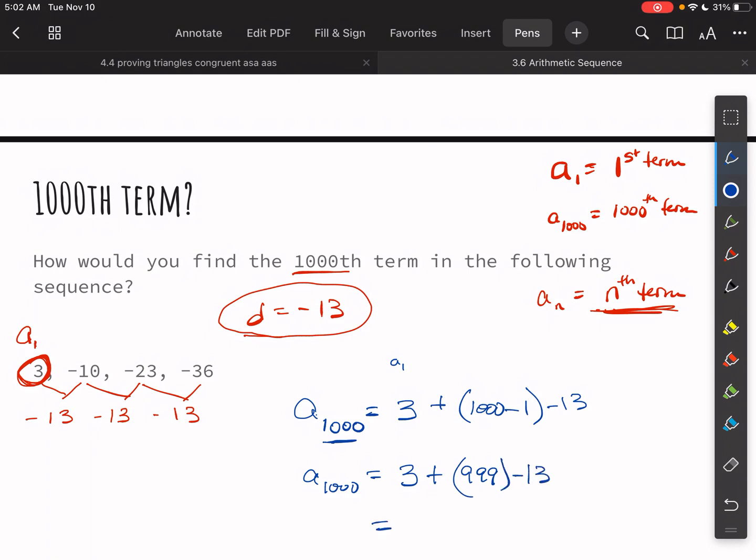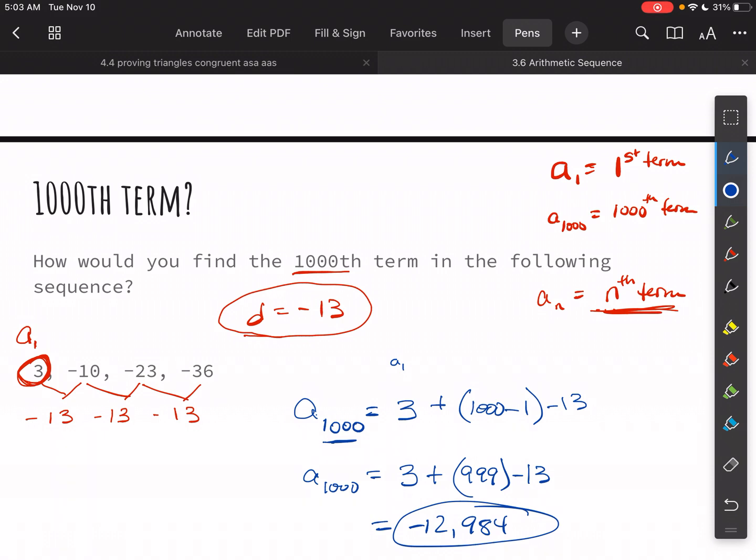All right, and if you do that out on your calculators, which let me pull mine out here, probably don't even need to. It's easy enough to do without, but I'll just do it here just for the sake of time. Let's see, plus 3. What I'm getting is negative 12,984. Okay, so that's what your 1000th term would be. We're going to get way into the negative, it looks like there. Okay, so that's how you would find out some ridiculous term.